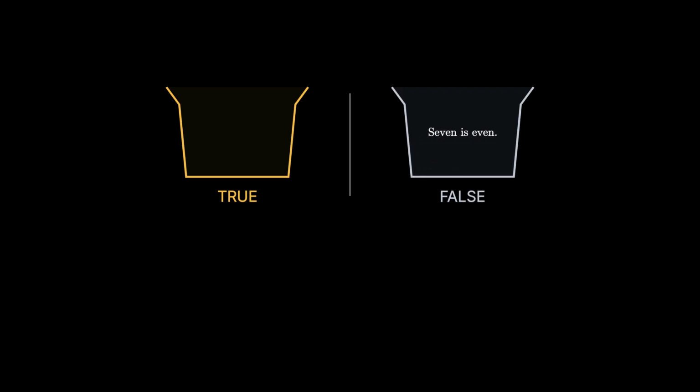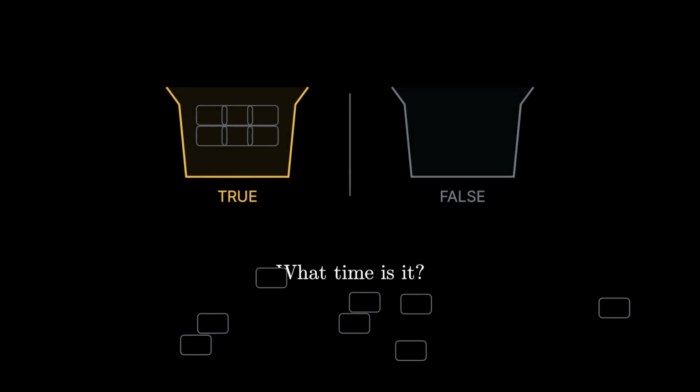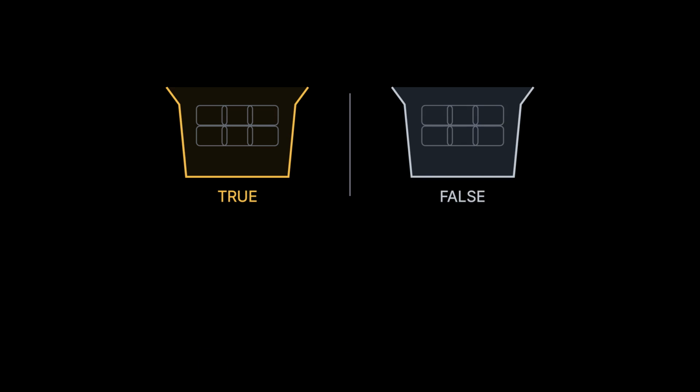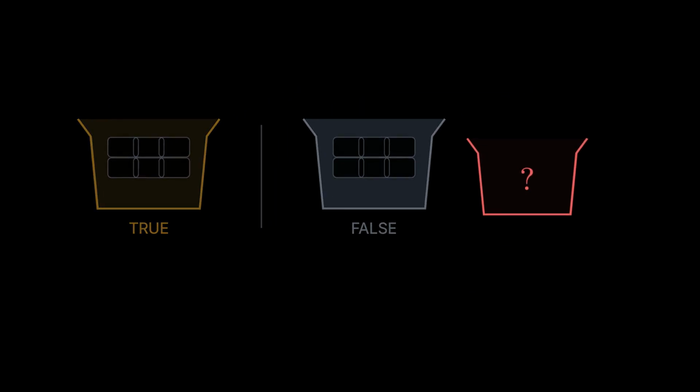7 is even. False, but false is a verdict. The bus is late. Also fine, close the door. What time is it? You cannot call either of those true. There is nothing there to be true. So we sort. True over here, false over here, and everything else gets thrown out, except there is a third bin. It is empty for now, and I am not going to tell you what goes in it yet.